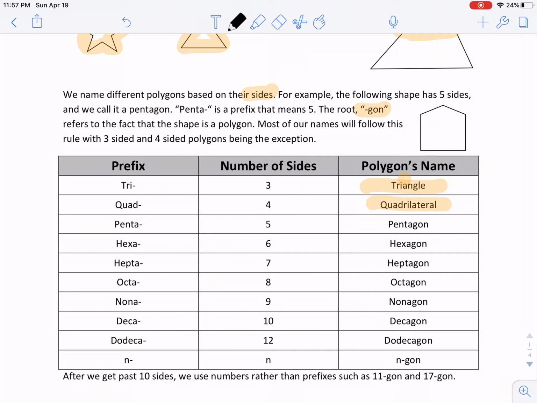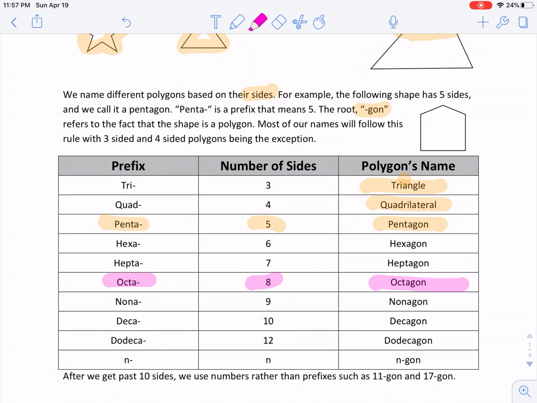If it's 5, our prefix for 5 is penta, so it's a pentagon. If it's 8, our prefix for 8 is octa, so it's an octagon. 6 is hexa. 7 is hepta. 9 is nona. 10 is deca. 12 is dodeca.